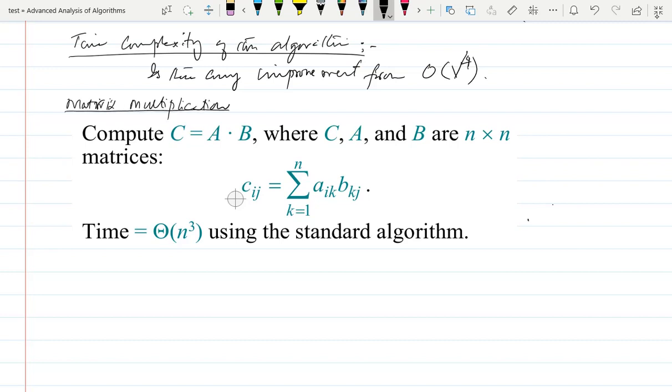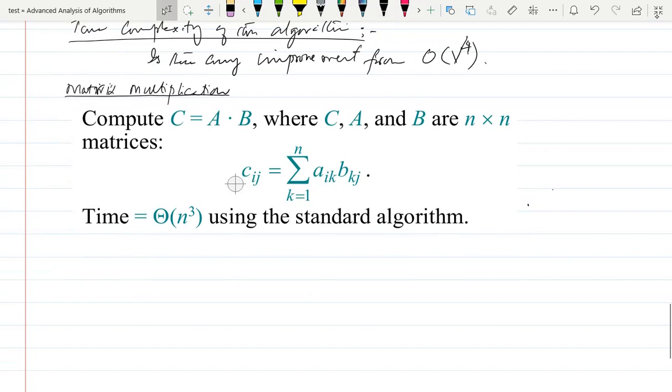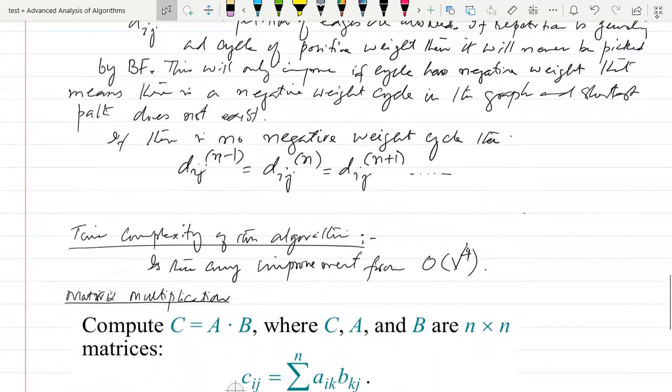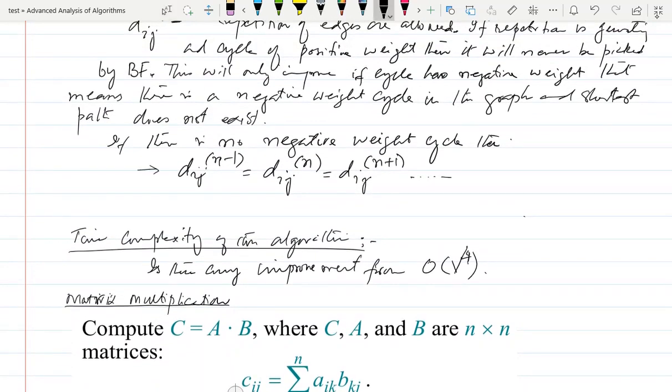Okay, you can ask why we are talking about matrix multiplication. The basic reason behind it is that we are trying to see if there is any kind of similarity between the number of computations or operations in the algorithm which we have discussed right now above.